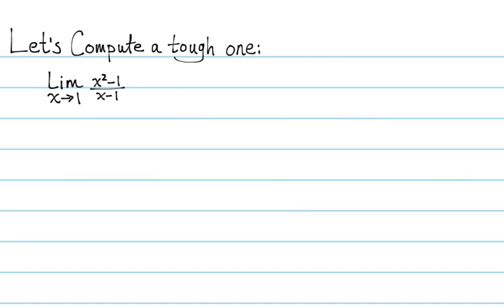So here's a tough one. The limit as x goes to 1 of x squared minus 1 over x minus 1. We might be tempted to do it the following way. We might be tempted to write the limit as x goes to 1 of x squared minus 1 over the limit as x goes to 1 of x minus 1.